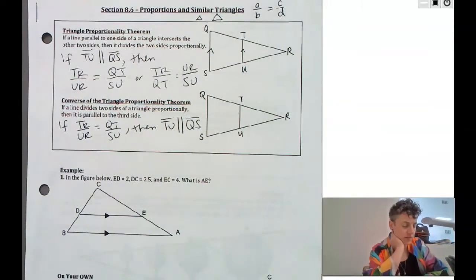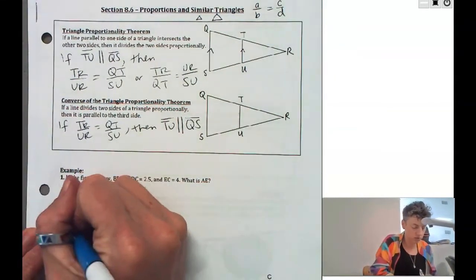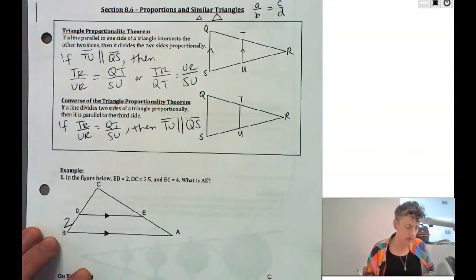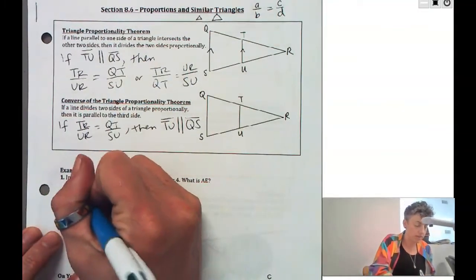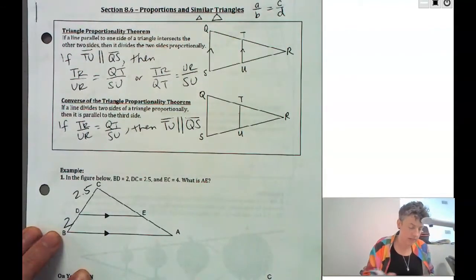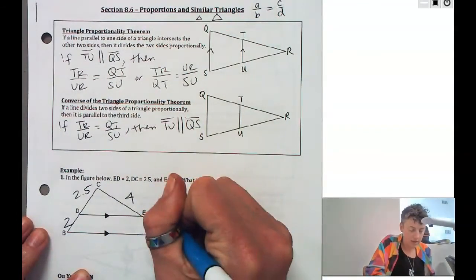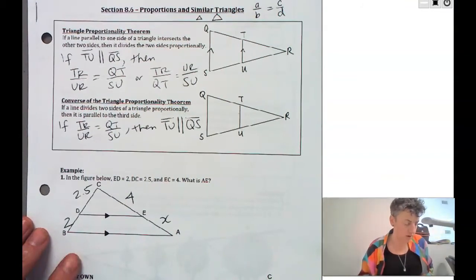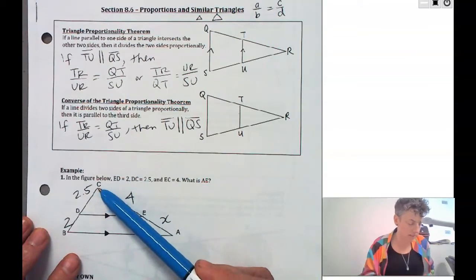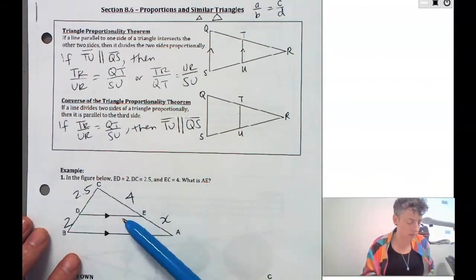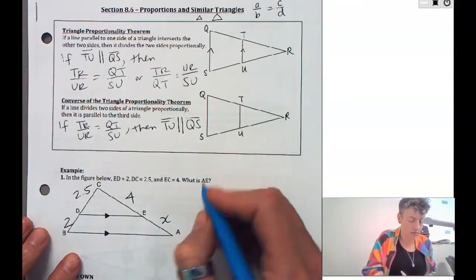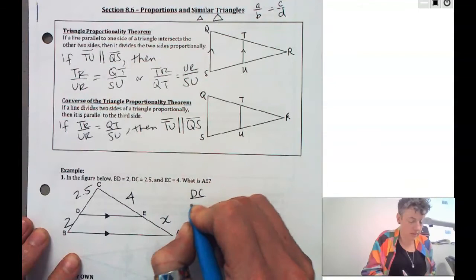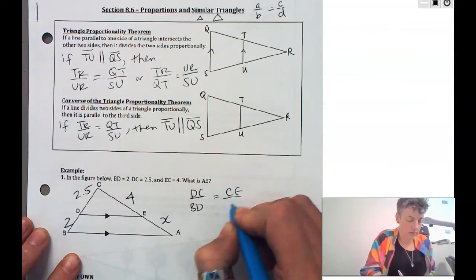Example number 1. In the figure below, BD is 2. I'm just going to go ahead and label it right now. DC is 2.5. EC is 4. What is AE? Sounds like I'm calling that X. Great. Let's set up our proportions. We could say DC over BD equals CE over X.